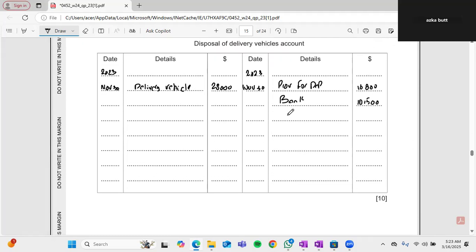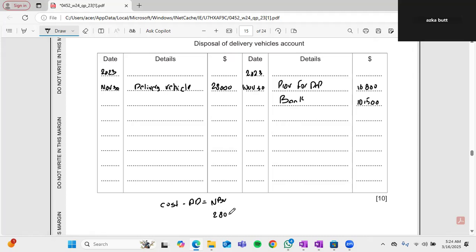Now, is this a disposal gain or disposal loss? How can we find it out? First of all, take the cost of the delivery vehicle, deduct the accumulated depreciation from there, and you will get the net book value. After that, compare net book value with the received amount. If the received amount is more than net book value, this is gain on disposal. And if the received amount, the sale price, is less than the net book value, it is loss on disposal.